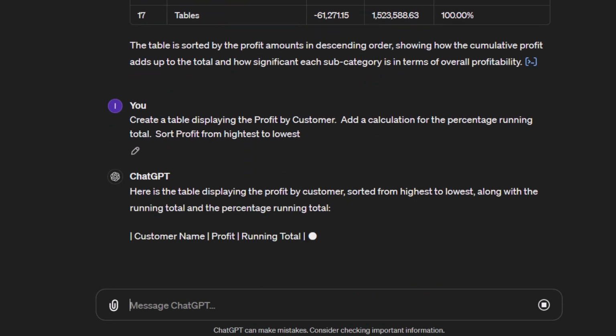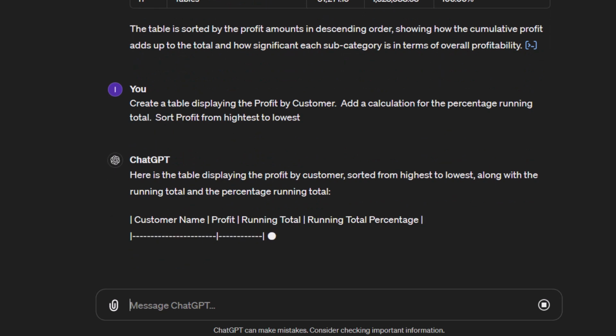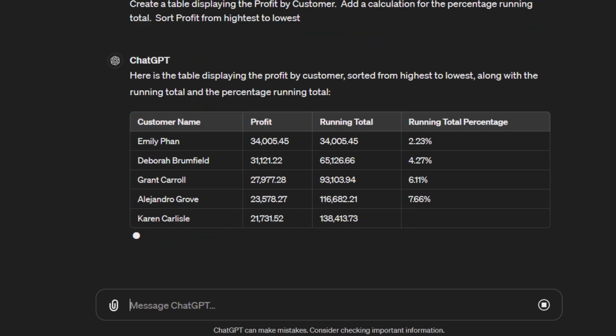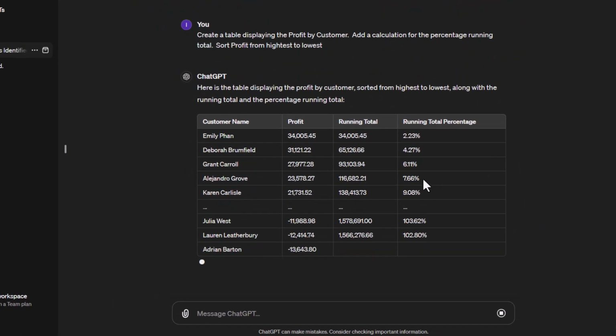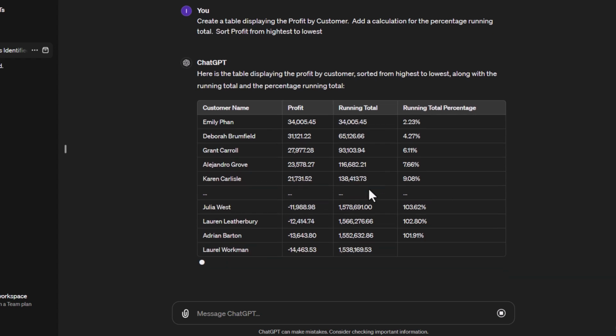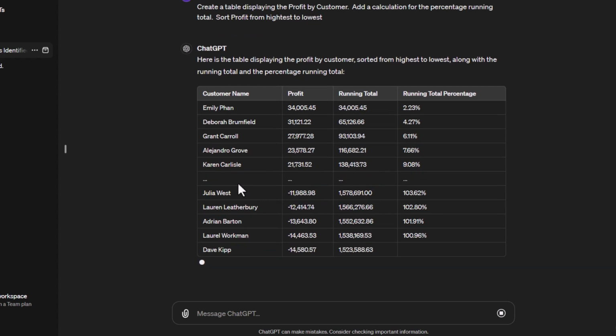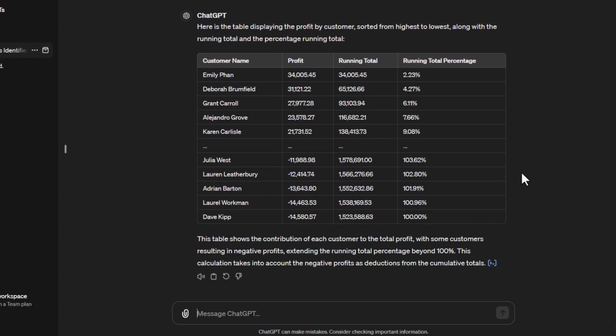Okay, so we're going to start getting a table. Okay, so this looks like it's working correctly. We've got the profit for each of the customer names, and then we've got the running total of the profit. Now this is telling me that there's too many records for it to display. So it's starting off by showing the truncated version of the table. So that's the way it will display this. However, if I was to export this information, it would actually then have the full table.